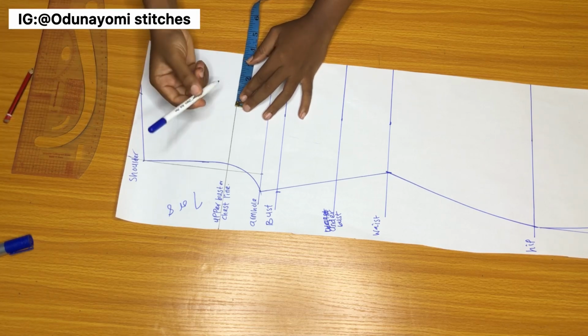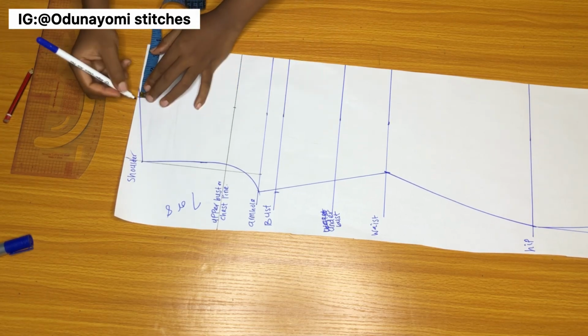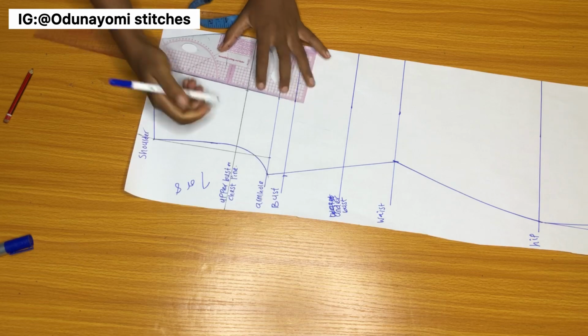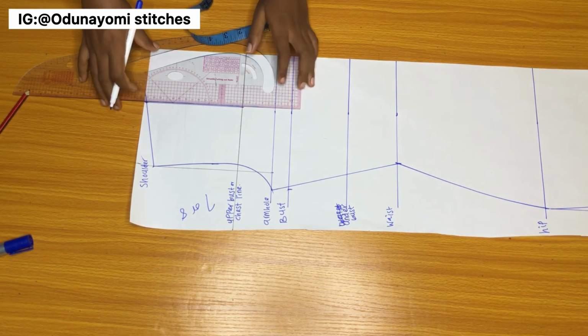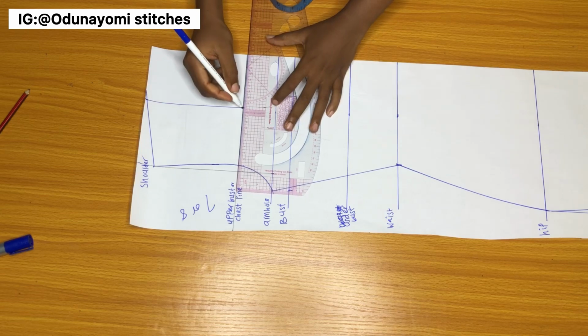So now for the wideness, it is a square neckline. The 3.5 I measured at the shoulder, I'll also measure it at this chest line or the upper bust line. So this is what the neckline will look like.